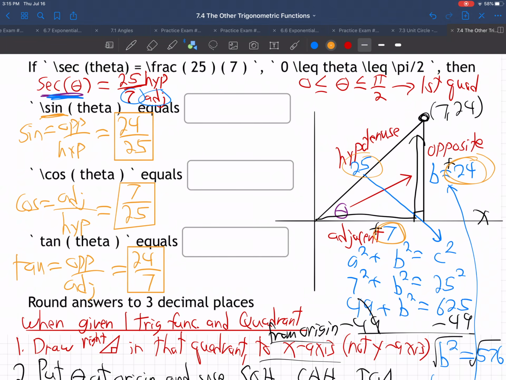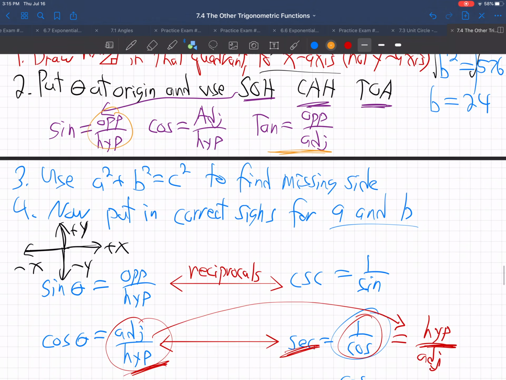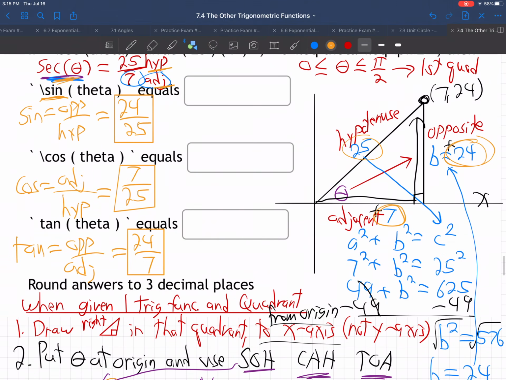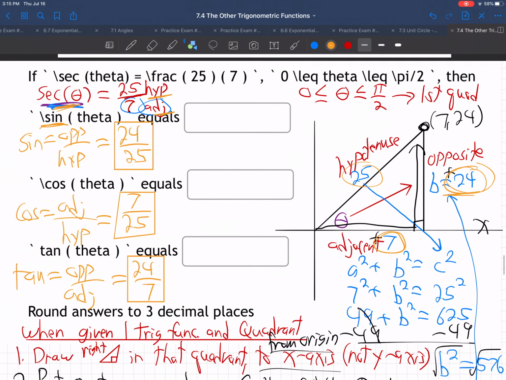And there it is. So that's how we find those. So it all came from drawing the right triangle in the first quadrant and putting the fact that secant is hypotenuse over adjacent. We got that because secant is the upside down to cosine. Cosine is adjacent over hypotenuse. Secant is hypotenuse over adjacent. We put that in the right triangle, did the Pythagorean theorem, found B, and then we could answer the questions. There we go.